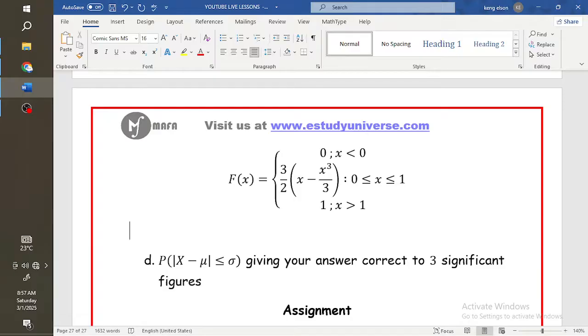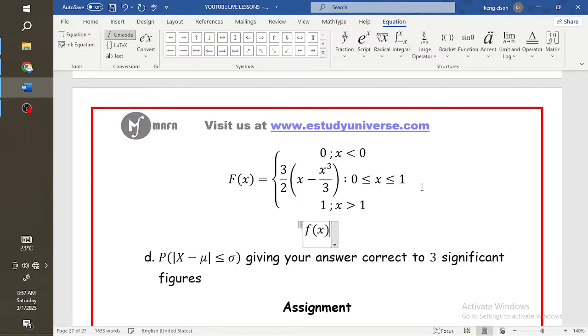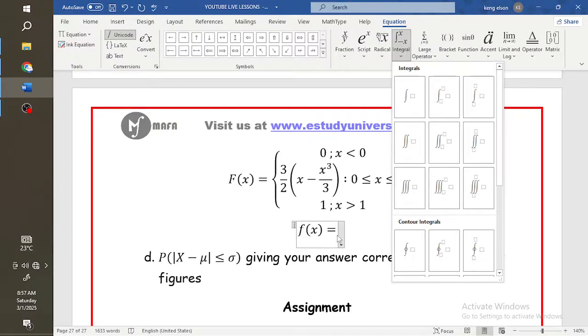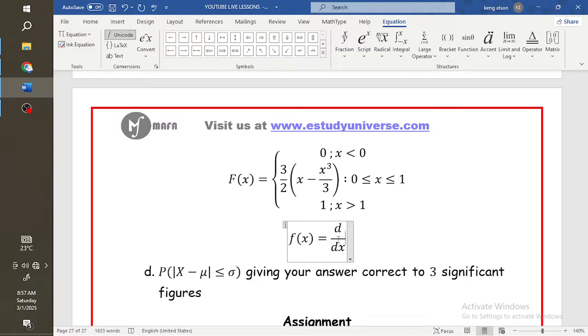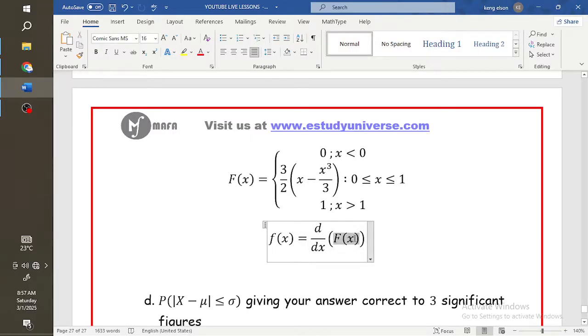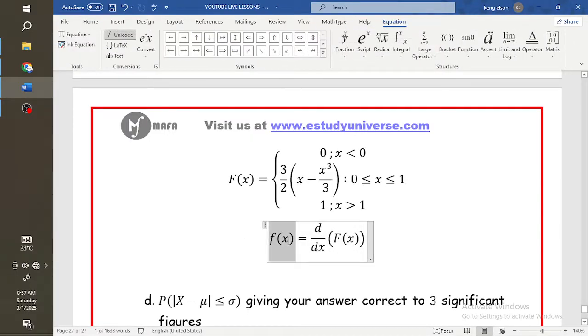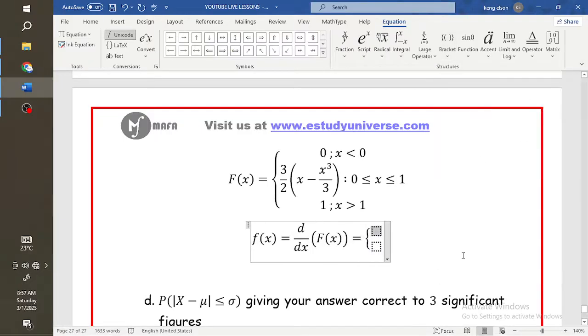If they now ask you to get the probability density function from this cumulative distribution function, what do you do? What you do is that small f of x is just the derivative of capital F of x. So you just have to differentiate. That's the definition. Since capital F of x is the integral of small f of x, small f of x becomes the derivative of capital F of x. So what we are going to do is differentiate.